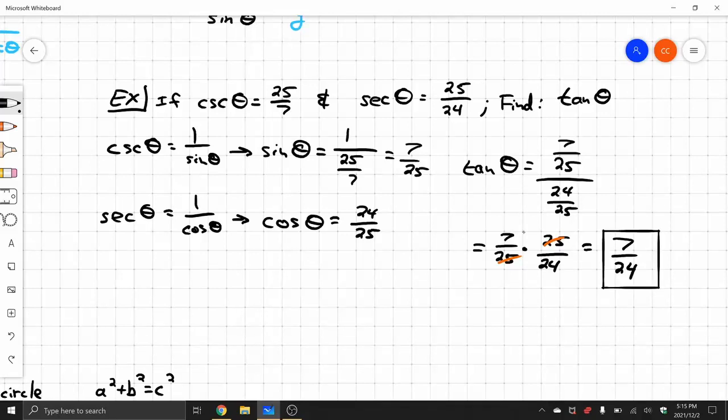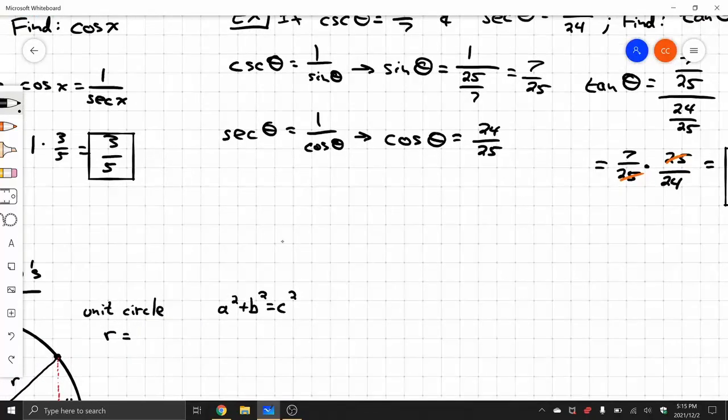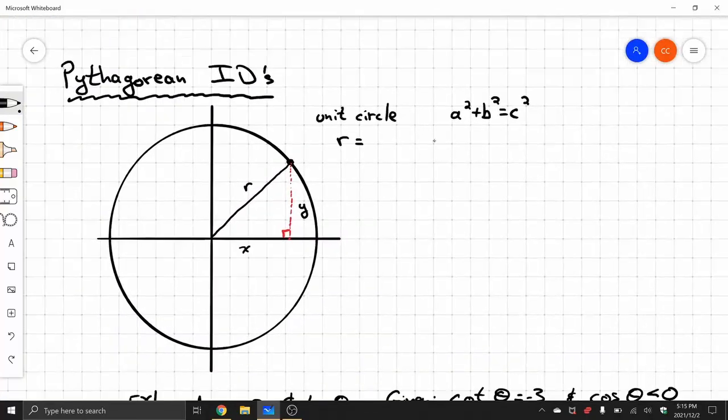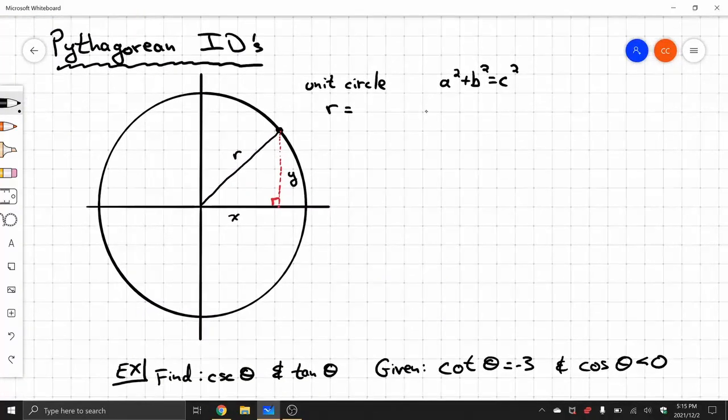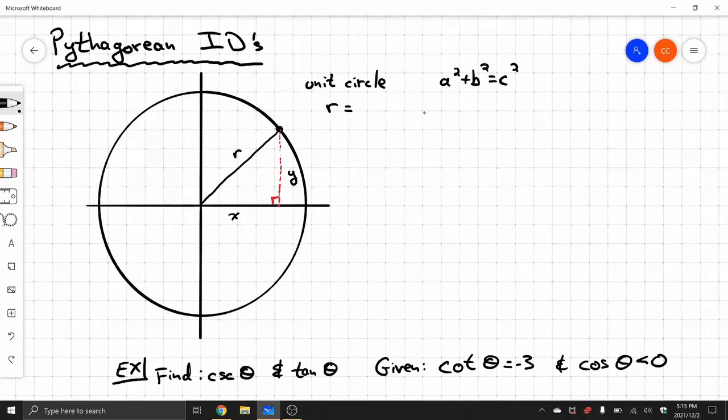Alrighty, so that is using our reciprocal functions there. Now we're going to take a look at our Pythagorean identities, okay? Pythagorean identities, these are where it kind of gets a little bit crazy, but just hang in there.